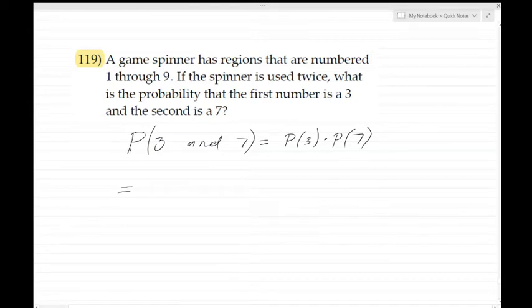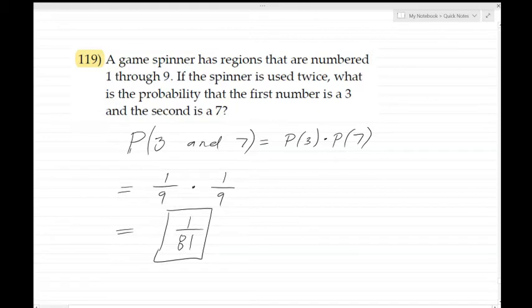So how do we get a 3? There's a 1 out of 9 probability. There are 9 spots, 9 regions. How can we get a 7? Well, 1 out of 9, right? There's only one spot for 7 out of 9. When we multiply this, we get 1 out of 81. And that is the probability that the first time you spin, you get a 3, and the second time you get a 7: 1 out of 81.